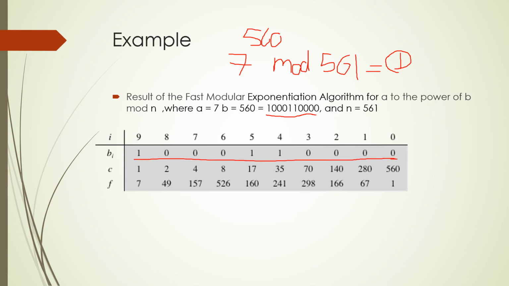The second row will keep track of c, which I showed you in the previous slide as one of the variables of the algorithm, and the last row is going to be f, which is going to eventually be equal to the remainder. As you may remember in the previous slide, f each time is going to be squared, like in this case, 7 squared is equal to 49. And if the current bit is 0, we only square it.